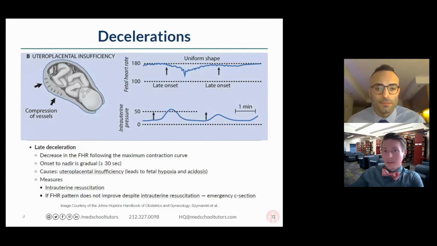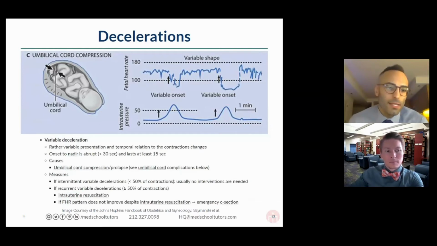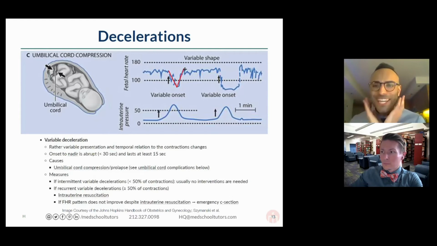Absolutely. Now, one more deceleration left. Sam, you want to take us through it? Yeah, sure. So the last deceleration to discuss are variable decelerations. As is indicated, they're variable in nature in terms of when they relate to the uterine contraction and fetal heart tracing. You could see that it dips almost like a V shape. And I think about variable decelerations, if the V looks almost like constricting on the neck. That's the way I look at it.